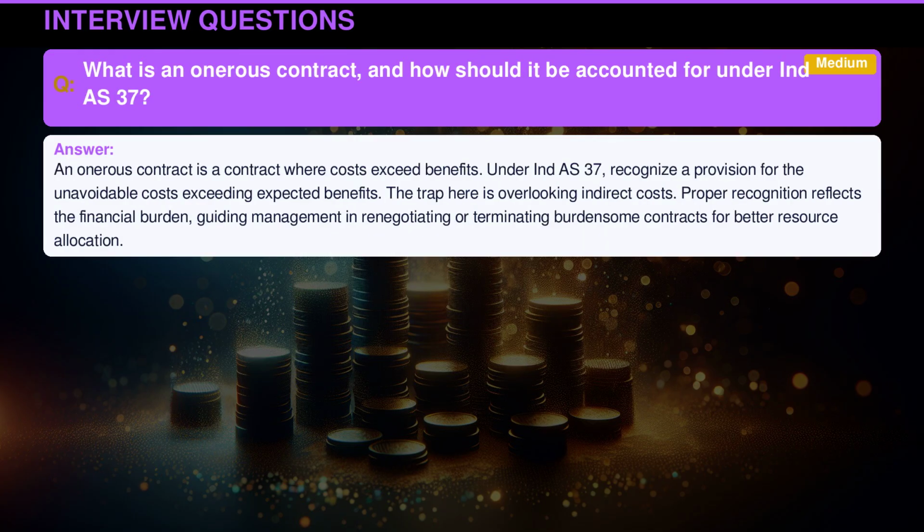An onerous contract is a contract where costs exceed benefits. Under Indian Accounting Standard 37, recognize a provision for the unavoidable costs exceeding expected benefits. The trap here is overlooking indirect costs. Proper recognition reflects the financial burden, guiding management in renegotiating or terminating burdensome contracts for better resource allocation.